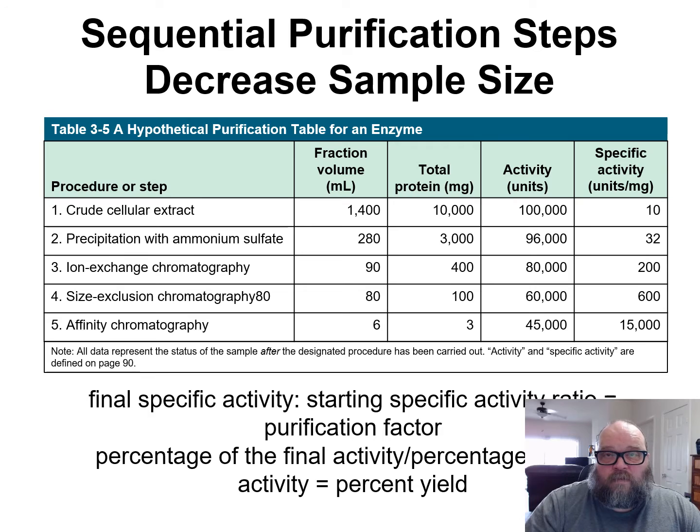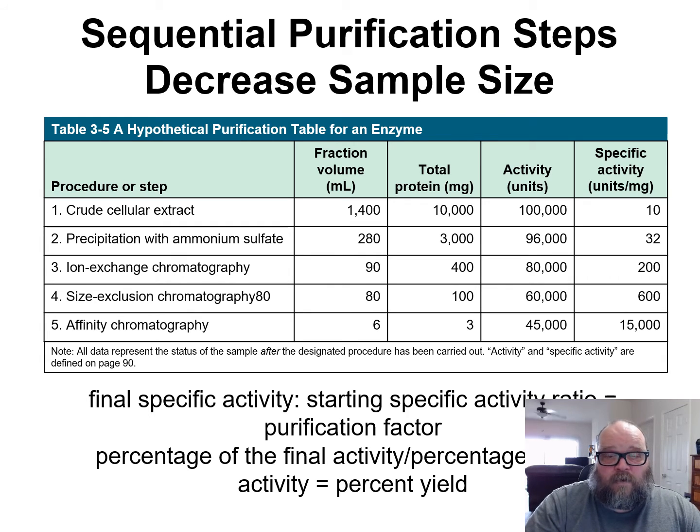Active units have gone from 100 down to 96, not a problem. But we've increased our specific activity, our scale. We've gone from 10 to 32. Do the ion exchange. Okay, going to go through and clear out some more. Go from 280 mLs down to 90 mLs. Okay, so we're about a third. We've lost 2/3 of our total volume, because remember, we're doing all the fractions, pooling only the fractions of interest.